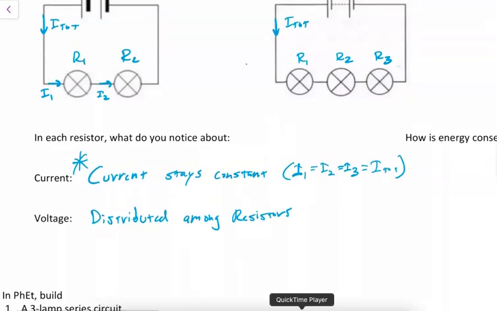The voltage that's distributed among the resistors means this V total is equal to the potential difference across the first resistor plus the potential difference across the second resistor plus the potential difference across the third resistor, if there are three resistors, right? If there's just two, it's just 1 and 2.